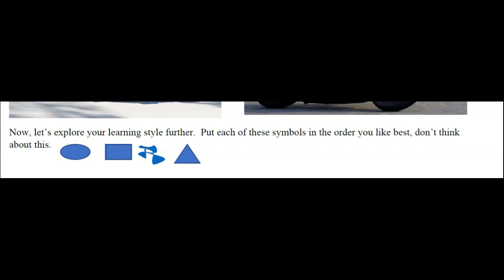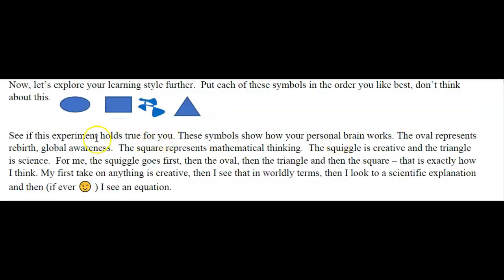Perfect. Let's move on. For this experiment, this round or oval image indicates the world, rebirth, global awareness. The square represents mathematical processes. This little figurine is creative, and the triangle is scientific. Now, whatever order you put those in may be an indication of how you process information.